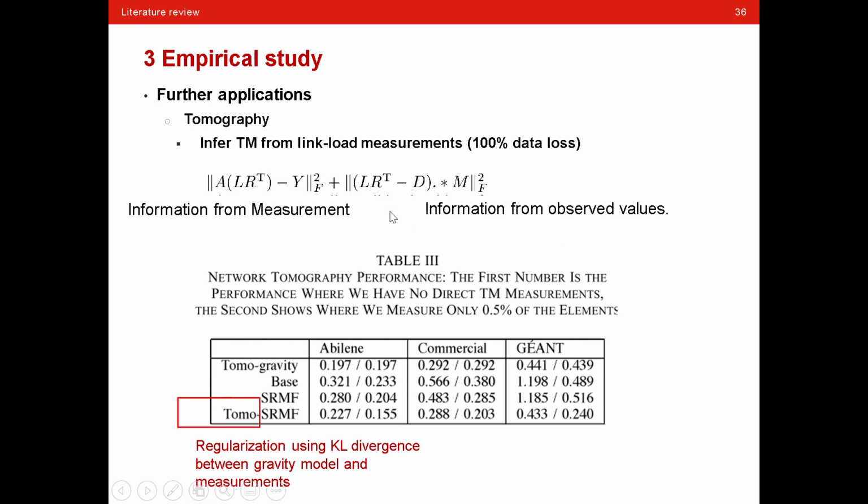And they also add another part which exploits the information from observed values, which means that if there is some inflow and outflow at the edge of the network, they can directly observe the OD flow. In this case, we can use this additional side information.